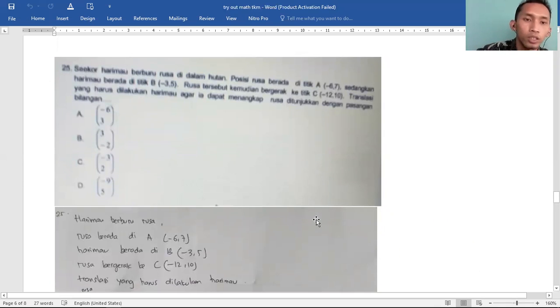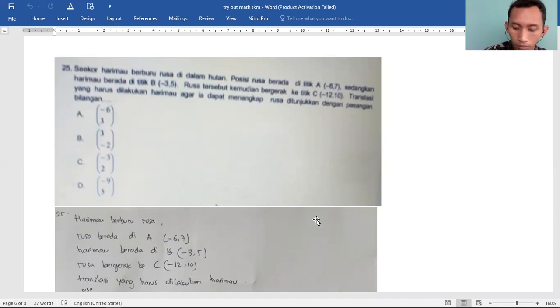25, okay. From 25 until 30, it is part of transformation. It is mentioned in your second book, unit 5. But it's okay. Let's try to work on it slowly.